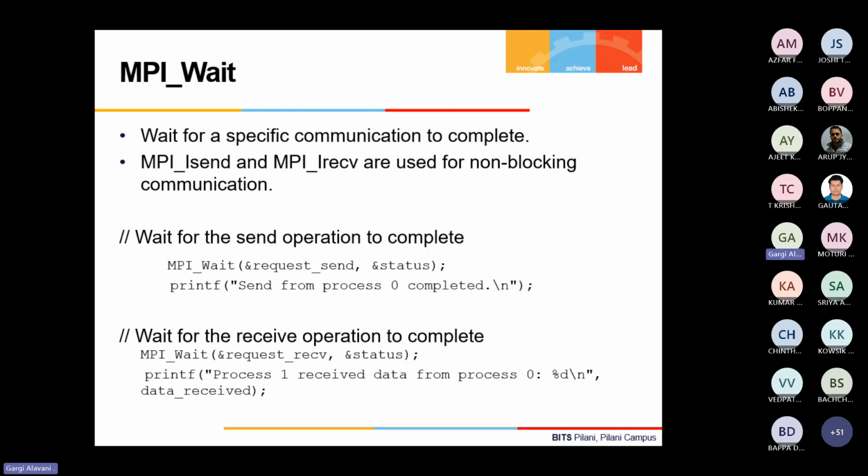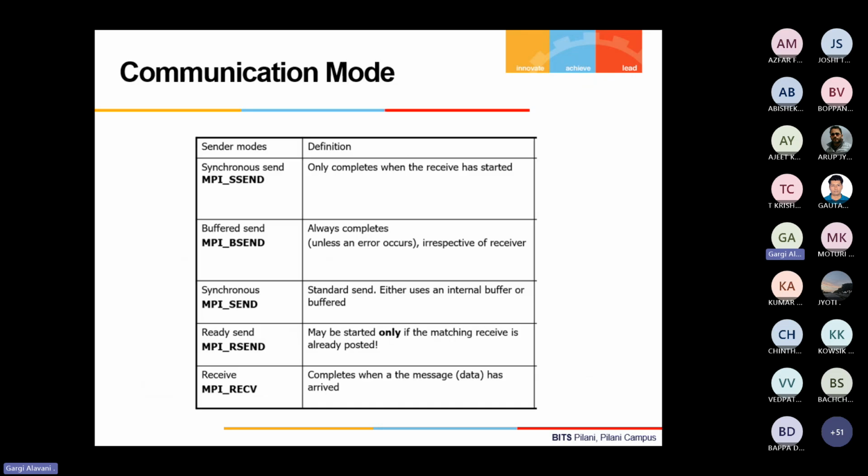So as I mentioned, wait is for a specific communication to complete, especially in MPI_Isend and MPI_Irecv, which are non-blocking communication. You need to check if it is done or not. You use MPI_Wait and provide the request send and the status, which then gives you, once it is done, you can print "send from process 0 is complete" for a send operation. For a receive, again, you have to provide the request receive and status. So then it will say that process 1 received data from process 0 and stop.